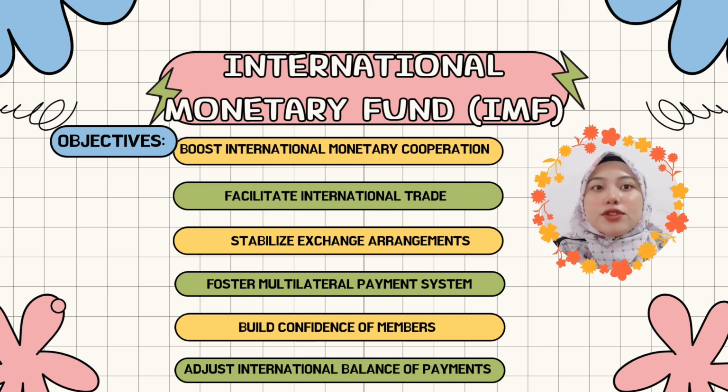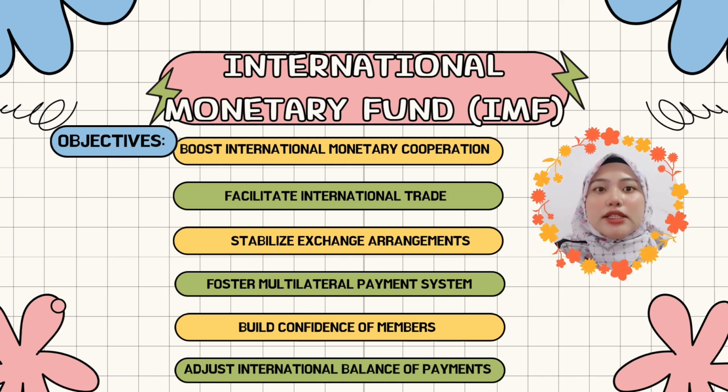The IMF also works to facilitate international trade by promoting exchange rate stability and assisting in the removal of exchange restrictions. This makes it easier and more predictable for countries to trade with each other. It aims to stabilize exchange arrangements by promoting orderly exchange relations among members and avoiding competitive currency devaluations.